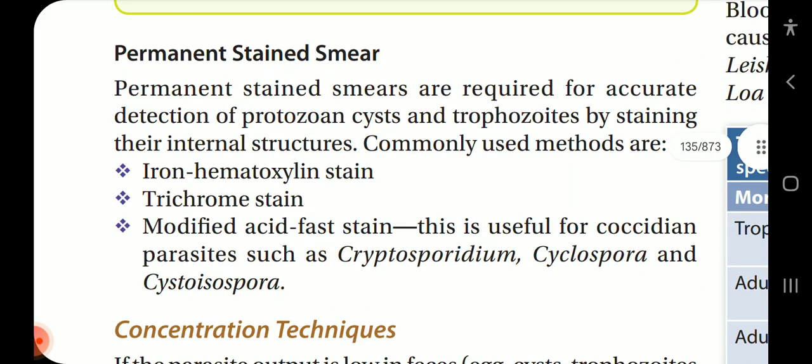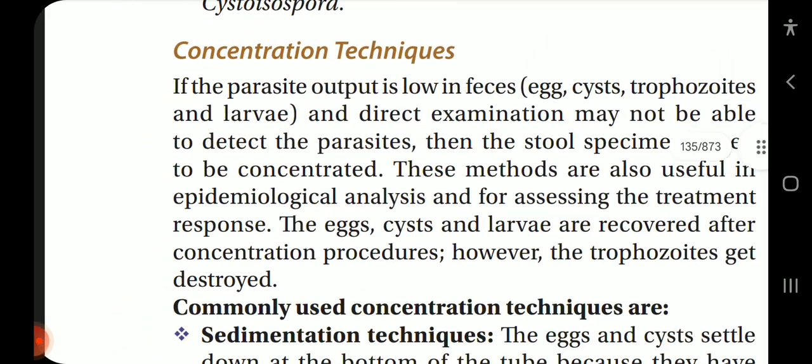Permanent stain smear. Permanent stain smears are required for accurate detection of protozoan cysts and trophozoites by staining the internal structures. Commonly used methods are iron hematoxylin stain and trichrome stain. Modified acid fast stain is useful for coccidian parasites such as Cryptosporidium, Cyclospora, and Cystoisospora.